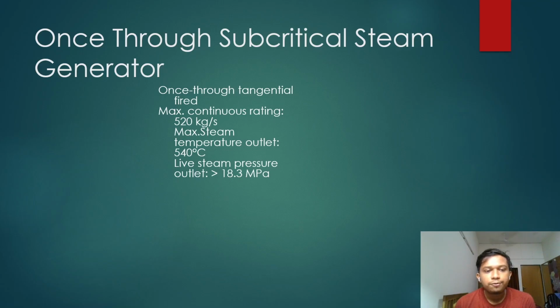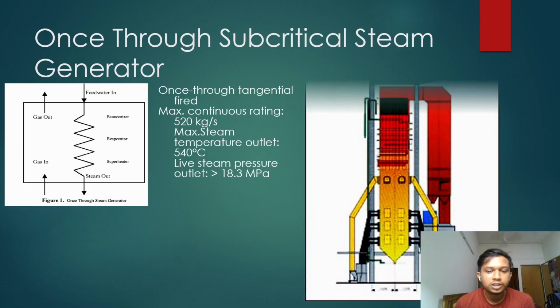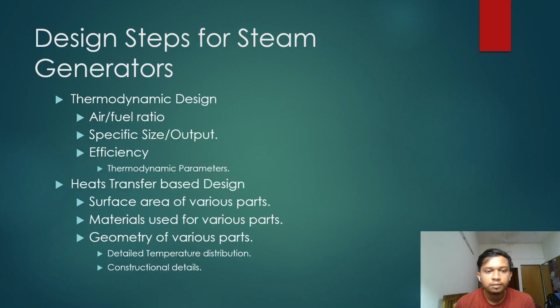Once through subcritical line: the maximum continuous rating is 520 kilograms of steam, and the steam temperature outlet is 540 degrees Celsius. Live steam pressure is more than 8.3 megapascals. Here's the picture of them, as you can see in the figure. Design steps for steam generators.